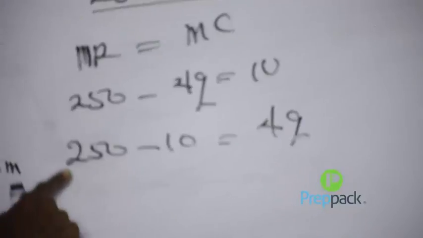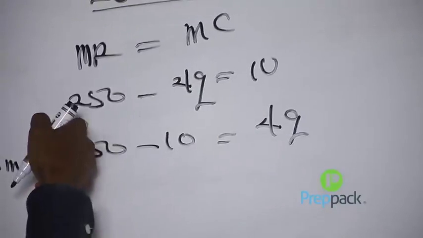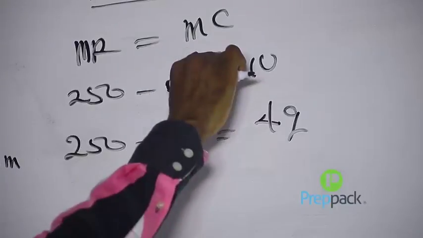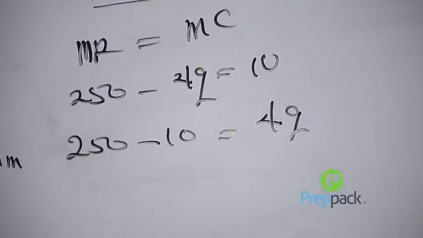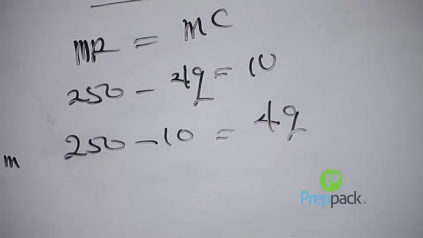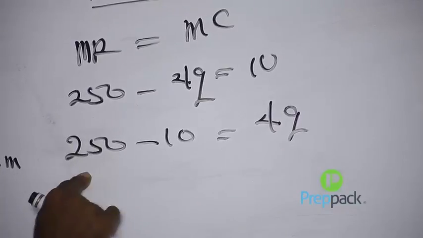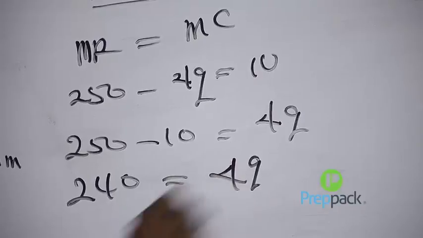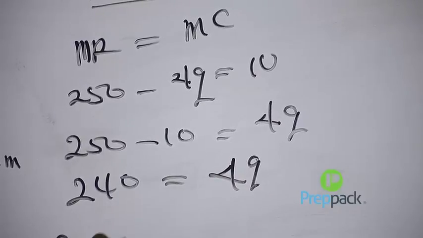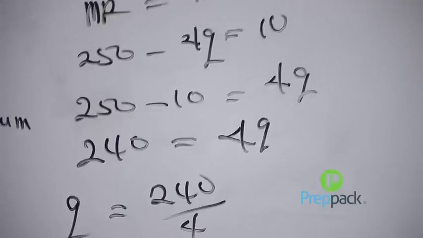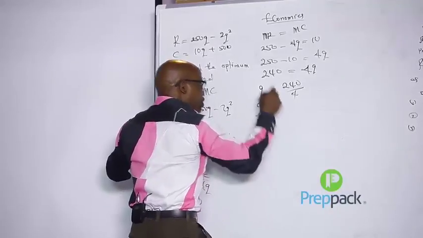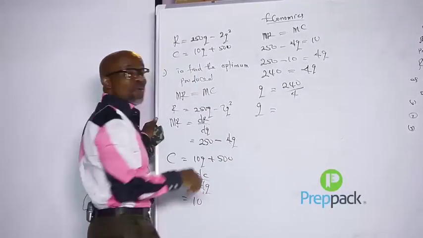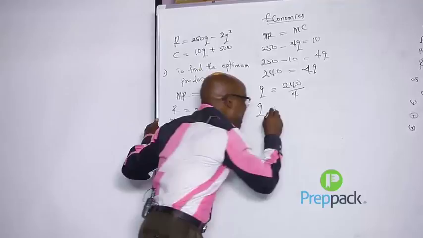All right? You know how we get this, because when this 10 crosses the equality sign, it becomes minus, and this one goes this way, becomes plus. Good. So 250 minus 10 gives me what now? 240 equals 4Q. Therefore, Q equals 240 over 4. So your Q equals 240 divided by 4. We get what? 60.